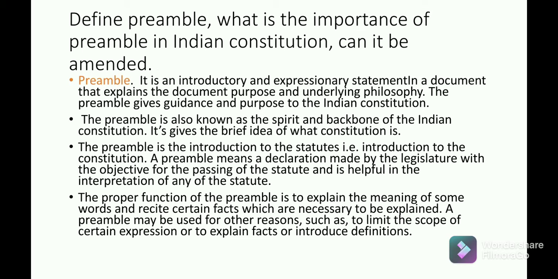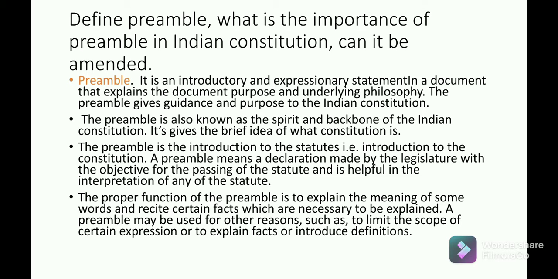Now the third point is that it is an introduction to the statutes. Statutes here means legislation. If we talk about parliament, we have Lok Sabha and Rajya Sabha. What they forward, the bills they pass, this is called legislation, and the power of lawmaking is in the hands of the legislature. So it is an introduction to the statutes. Statutes here means the articles and acts passed, for instance the Citizenship Act 1955, which is referred to as a statute. So it is an introduction to the Constitution.